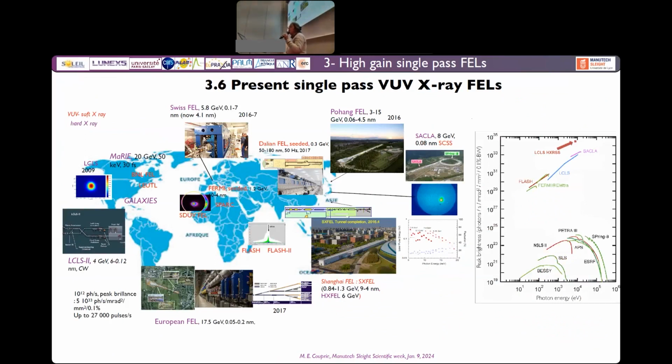So here is typically a panorama of VUV and X-ray FEL sources. And if we look at the peak brightness, it is the number of photons per 6D phase space. You see that free electron lasers surpass synchrotron radiation sources by several orders of magnitude due to the fact that they have very short pulses and a very high level of coherence.